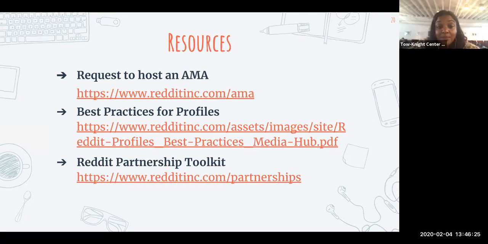They've also got a best practices for profiles page. If you're looking to set up a profile page, this will show you, not just within media but outside of media, really cool approaches to profiles and how you might want to adapt that for your own needs. There's also a link where you can request to host an AMA, and Reddit will work with you on finding that AMA, coordinating with the moderator, and things like that. Especially if you're early on, this can be really helpful.